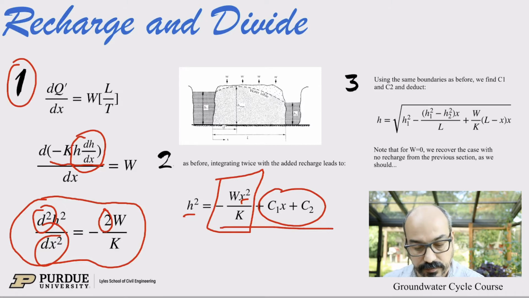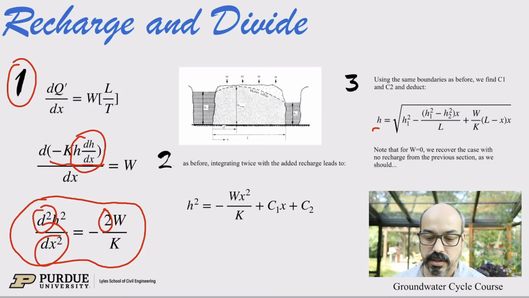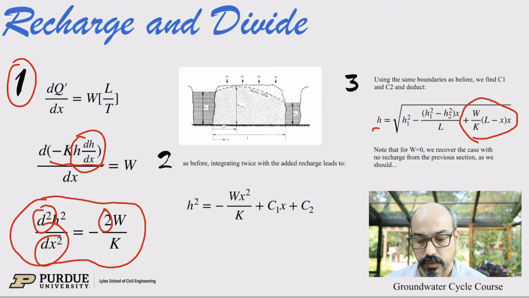So h itself, of course, we can send that square to the other side, so h equals the square root of all this business. Again, we can use the boundaries to find the constants, just like we did before. So this whole thing is going to be the same as last time, but now with the new source term. So if W is 0, if there's no recharge, we find the exact same equation as we had last time.